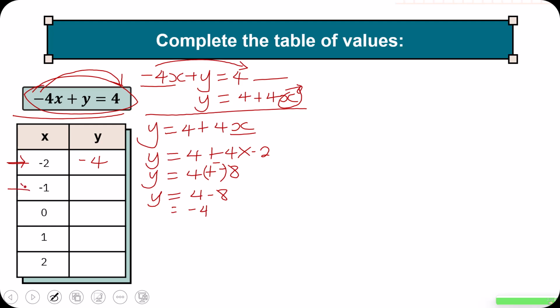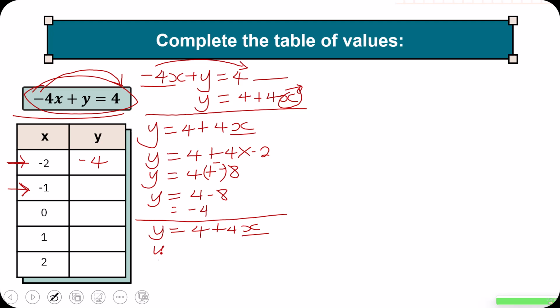Let's go to the next x value, which is -1. We still use the same equation. Y is equal to 4 plus 4x. Where there is x in this case, we are going to put there -1.